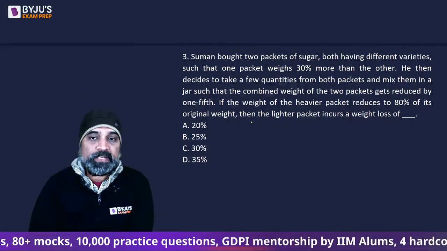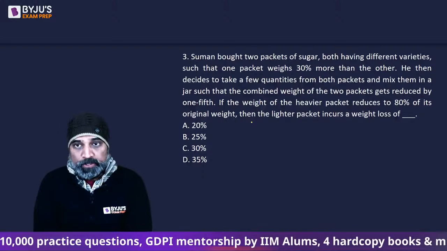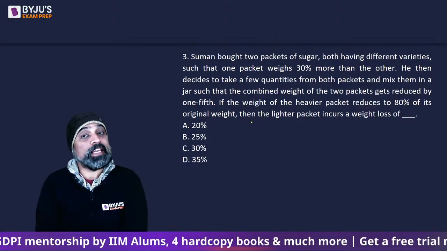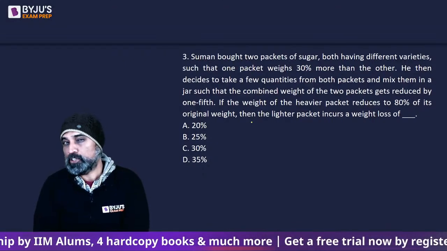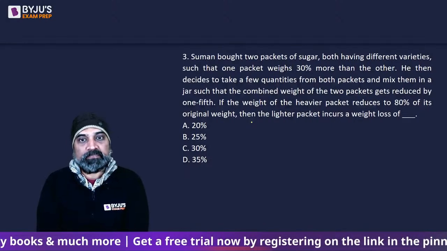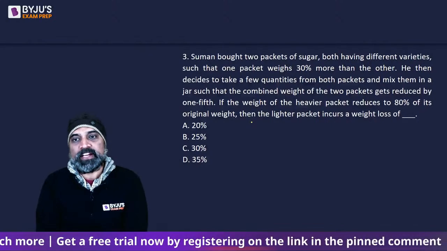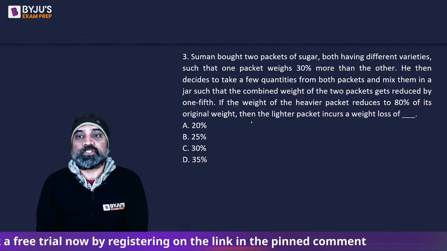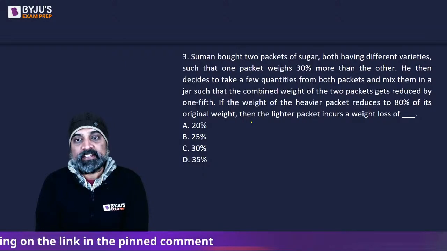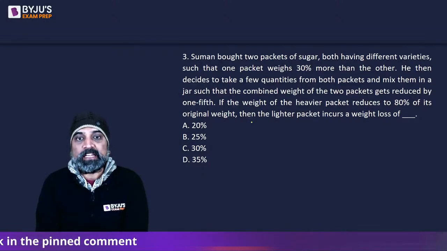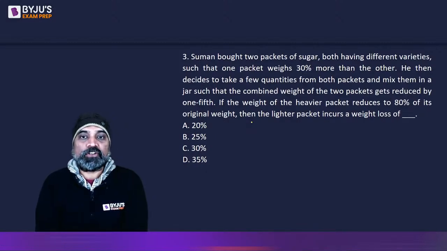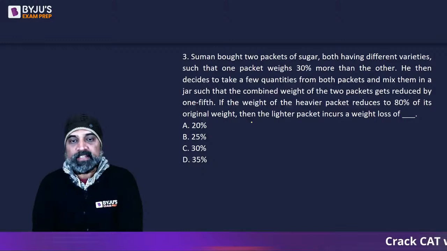Okay, next one. Suman bought 2 packets of sugar, both having different varieties, such that one packet weighs 30% more than the other. So this 30% more is about the weight. He then decides to take a few quantities from both the packets and mix them in a jar such that the combined weight of the 2 packets gets reduced by 1/5. If the weight of the heavier packet reduces to 80% of its original weight, then the lighter packet incurs a weight loss of how much, right?